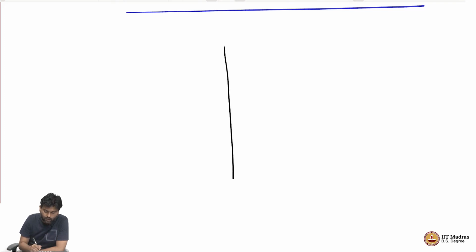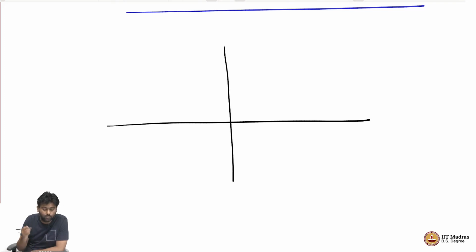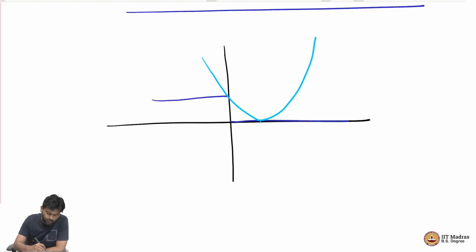Just to refresh, it is a good thing to refresh these things, especially if you are seeing it the first time. We have the 0 1 loss as usual, and we saw the squared loss and we also saw the hinge loss.